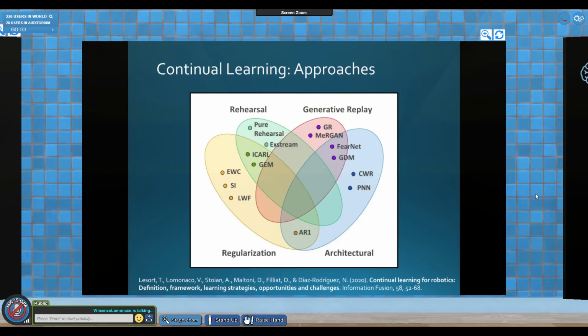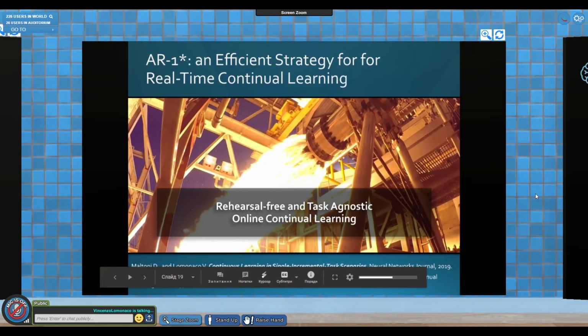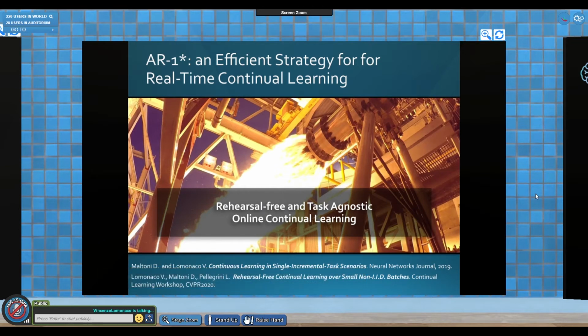Now I'm moving to slide 19. Essentially, this is the most technical part of the talk. So we are going to quickly have a look at what can be a continual learning strategy. In this case, it's AR1*, which is a strategy we proposed recently, and it's an efficient strategy for real-time continual learning, also on low-end devices. And it's very competitive with the rest of the strategies, especially when addressing high-dimensional streaming.